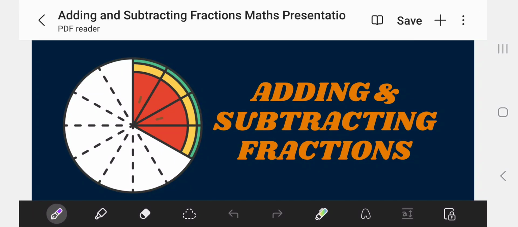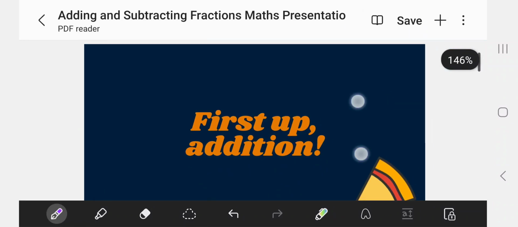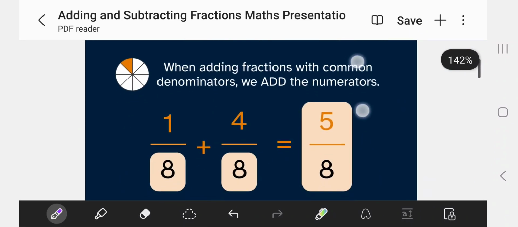Alright kids, so today we will be reviewing adding and subtracting fractions, but we're just focusing on adding fractions today. So let's go through some of the steps that we would take when we are doing this. Alright, so first up, addition.